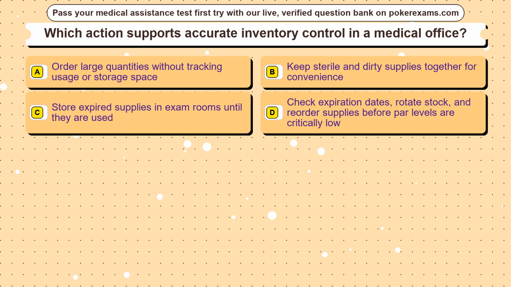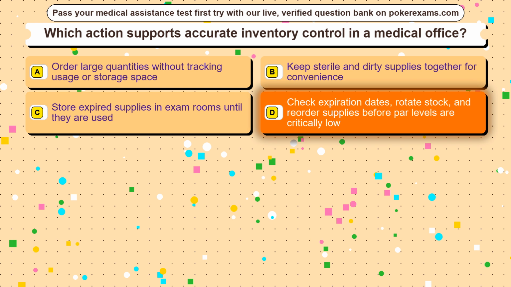Question 6. Which action supports accurate inventory control in a medical office? Option A. Order large quantities without tracking usage or storage space. Option B. Keep sterile and dirty supplies together for convenience. Option C. Store expired supplies in exam rooms until they are used. Option D. Check expiration dates, rotate stock, and reorder supplies before par levels are critically low.